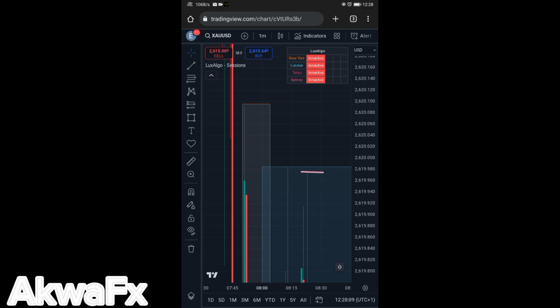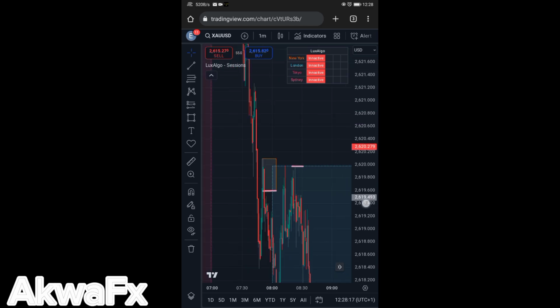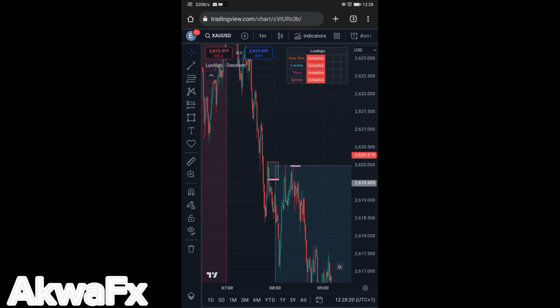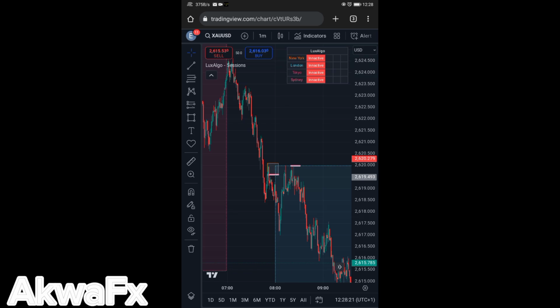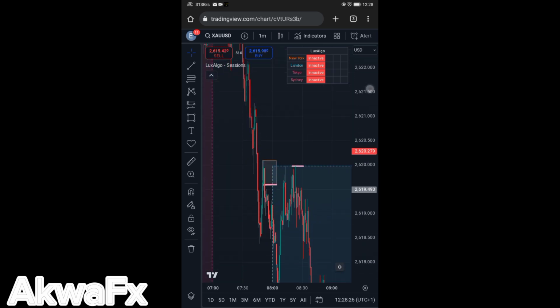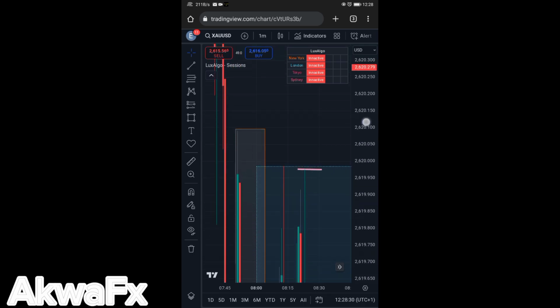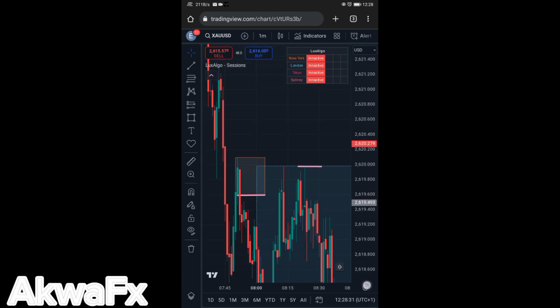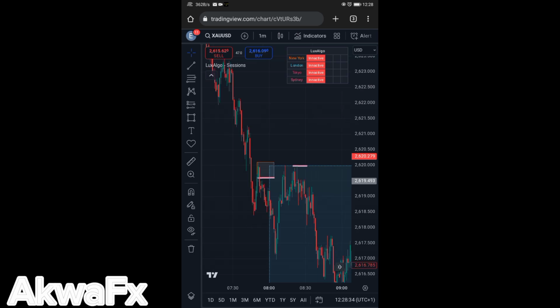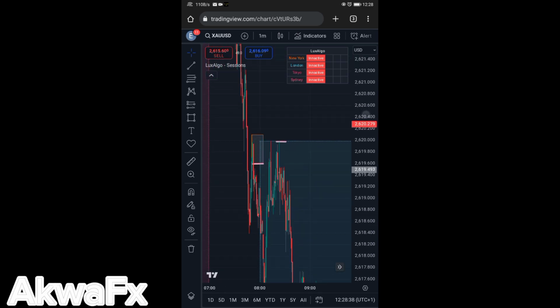So it was a spread that took me out. So when trading, you should be cautious and try your best to make sure your stop loss is a bit far. You should give your trade room to breathe. So that was where I placed my stop loss.